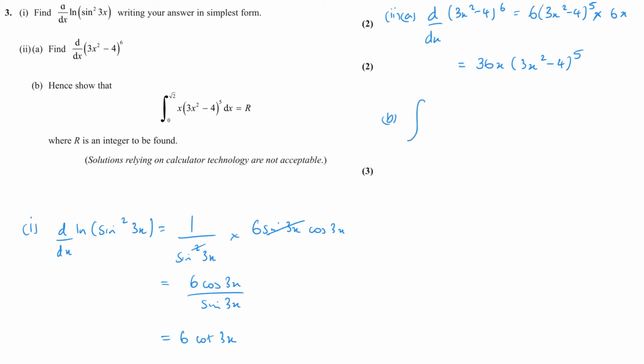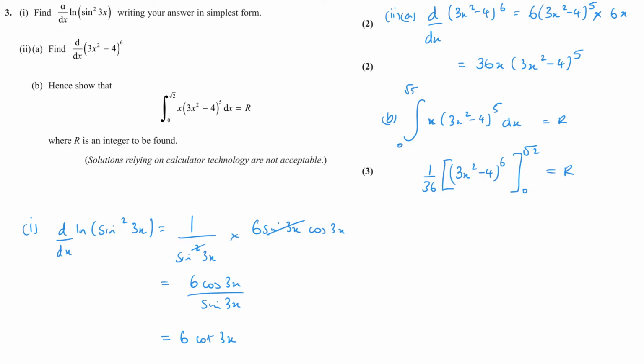Now part B is hence show that. So we've got x here, we've got 3x squared minus 4 to the power 5 dx, and this is going to equal r, which is what we're trying to find. Now this is very much the same as this. It's just a factor of 36 times bigger. So if we divide this by 36, we'll get this, which means that the answer is this divided by 36. So 1 over 36, 3x squared minus 4 to the power 6. And then it's between root 2 and 0, and that's going to equal r.